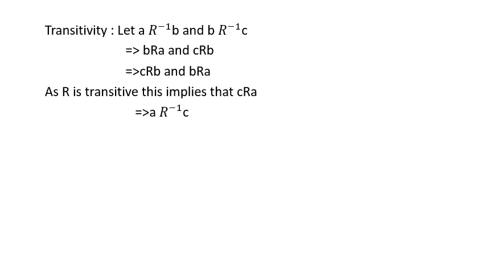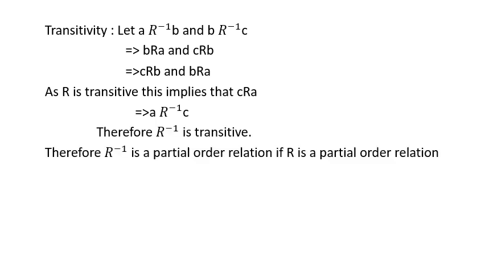Okay. Therefore, A R inverse C, which we need to get here. That means A R inverse B and B R inverse C should imply A R inverse C, and this we got here. So we can say that R inverse is transitive, and R inverse is a partial order relation if R is a partial order relation.